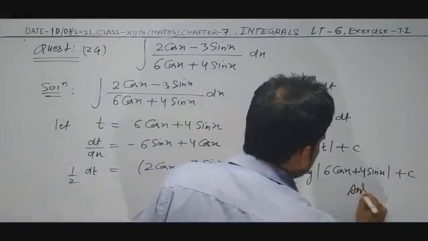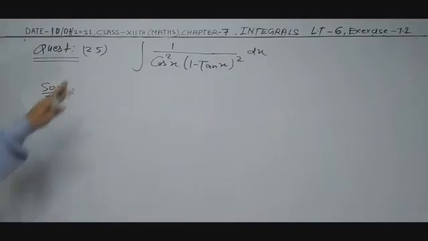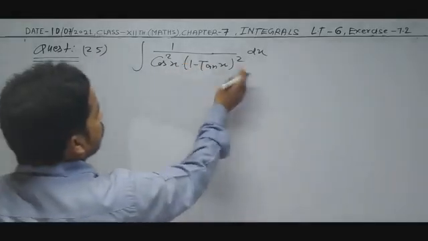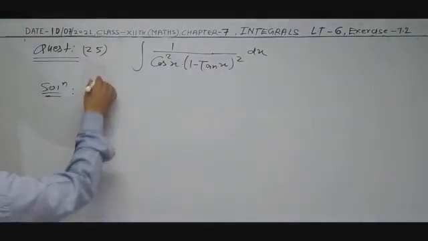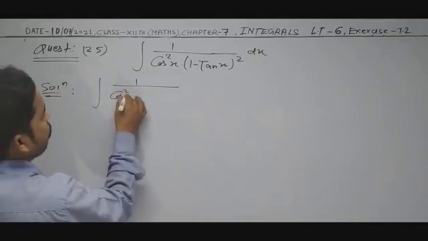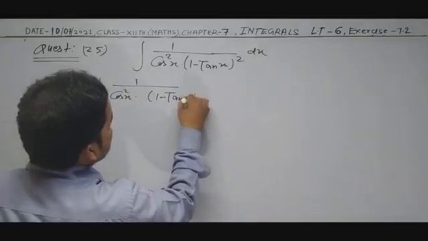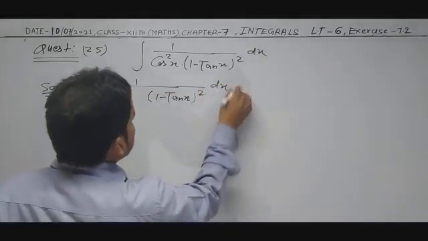This is the answer. Now question number 24 is completed. Now come to question number 25. Question number 25 is integration over 1 upon cos square x into (1 minus tan x) whole square dx. So write the given integral: 1 upon cos square x, and (1 minus tan x) whole square, and dx.